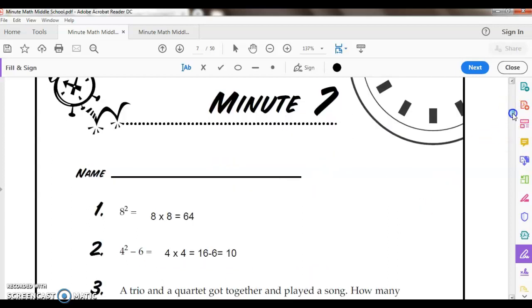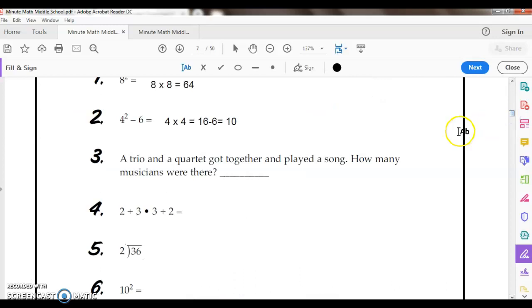Alright, moving on. A trio and a quartet will get together and play songs. How many musicians were there? Well, we know a trio is 3, and a quartet is 4. So, if we add those together, 3 plus 4 equals 7.